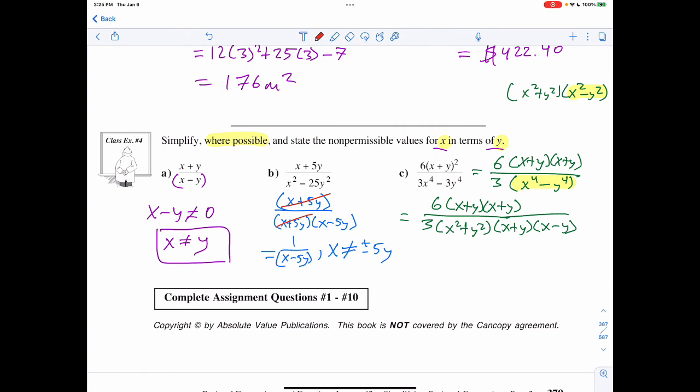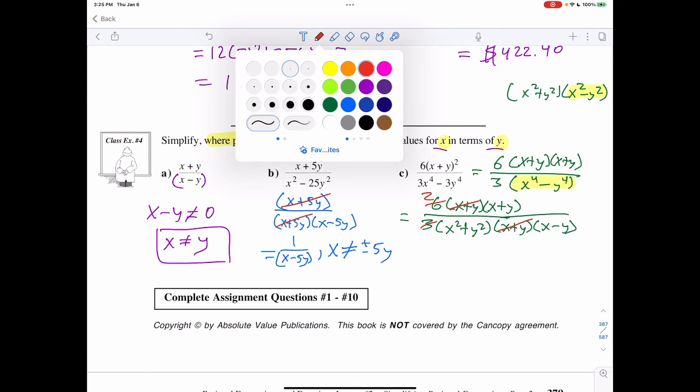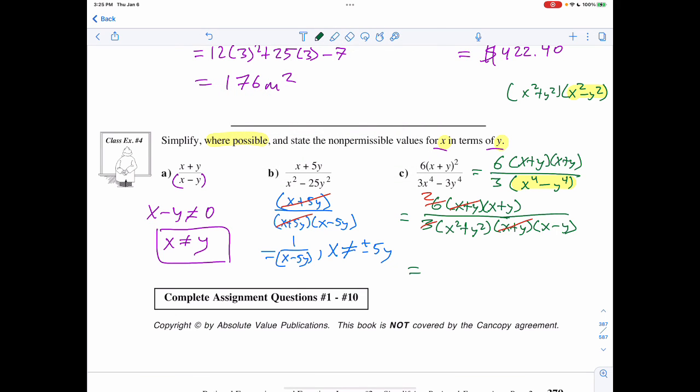I can divide out a 3 from the top and the bottom, so I'm left with a 2 here. I can take away an x plus y from the top and the bottom. And then I'm just left with 2 x plus y over x squared plus y squared and x minus y. And this is true so long as x is not equal to positive or negative y.